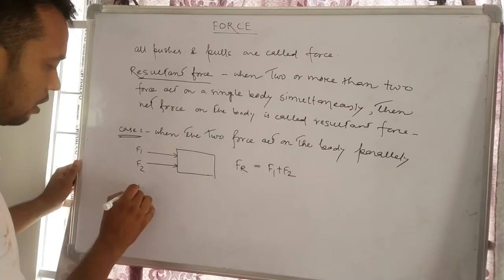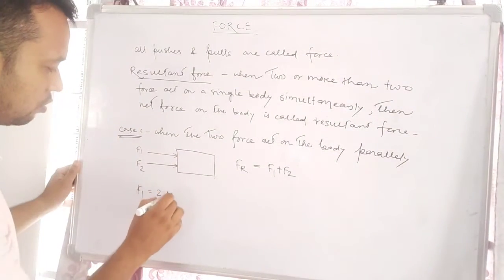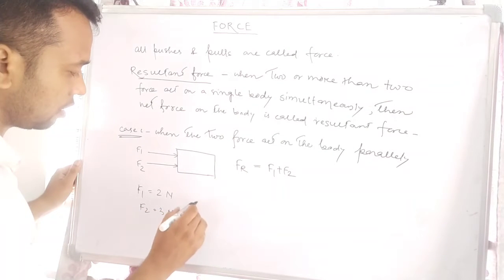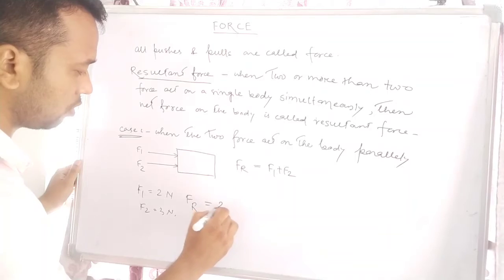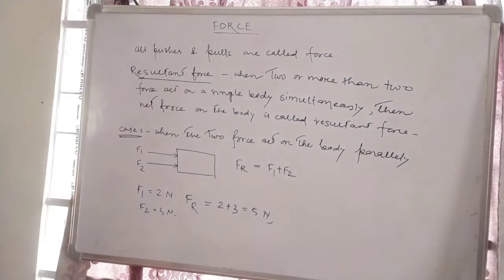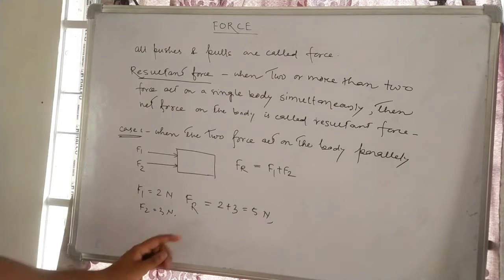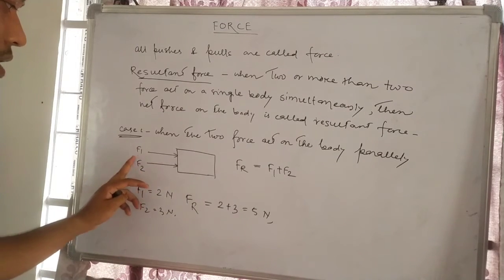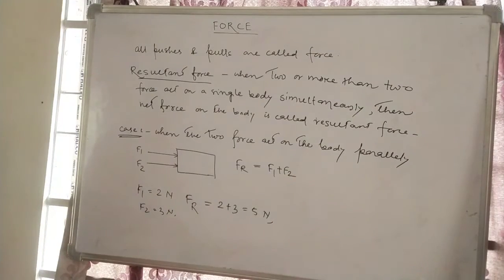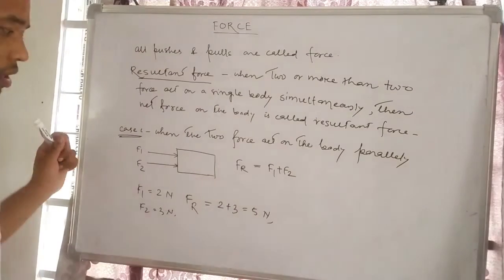Now if we take F1 equals to 2 Newton and F2 equals to 3 Newton, then in this case resultant force will be equals to 2 plus 3 equals to 5 Newton. So in this way we can find the resultant force when the two forces acted on the body are parallel. Parallel means they will act along the same direction. Now if they act in opposite direction, then what will happen?